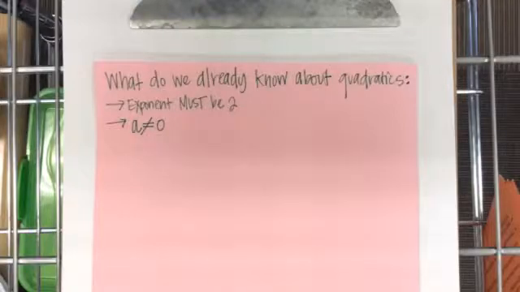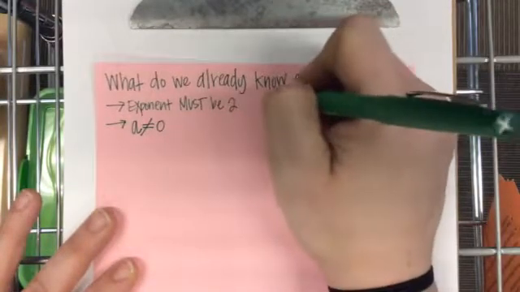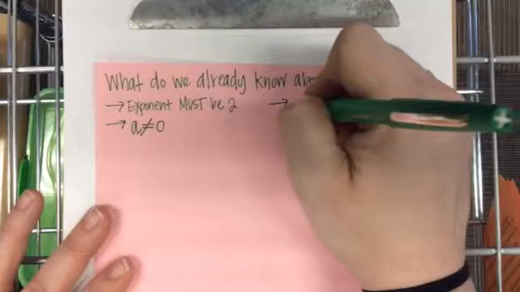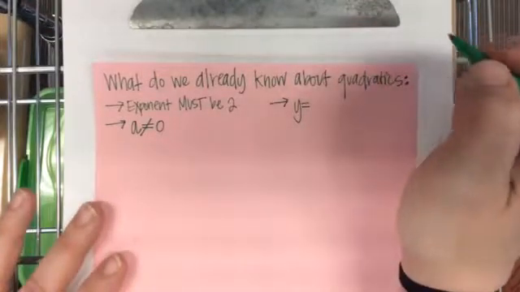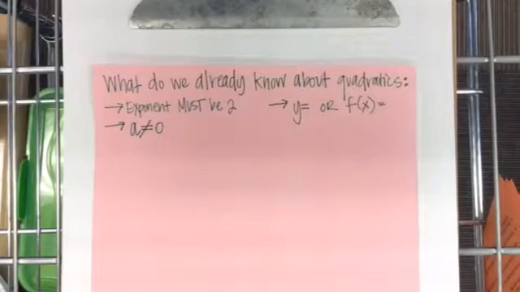Right, because if the a value is 0, what happens? It wouldn't exist. Yeah, it doesn't exist, so the exponent of 2 doesn't exist. And is it quadratic if the exponent of 2 doesn't exist? No. So if there's no a value, that automatically means there's no exponent of 2, right? Correct. It must be y equals, or some type of function notation, right? f of x, g of x, yada, yada, yada.